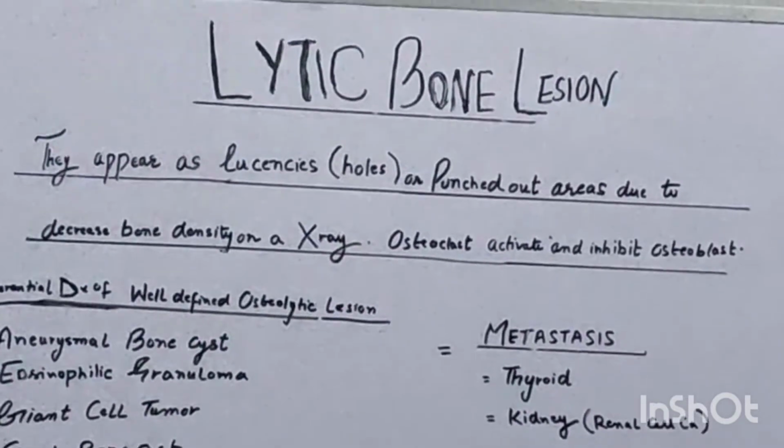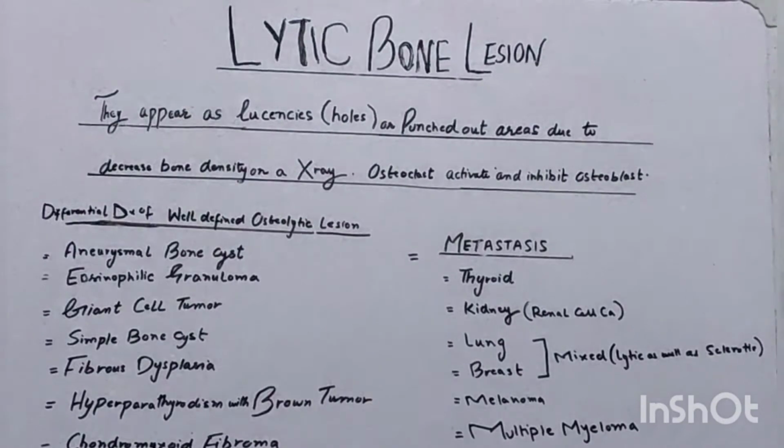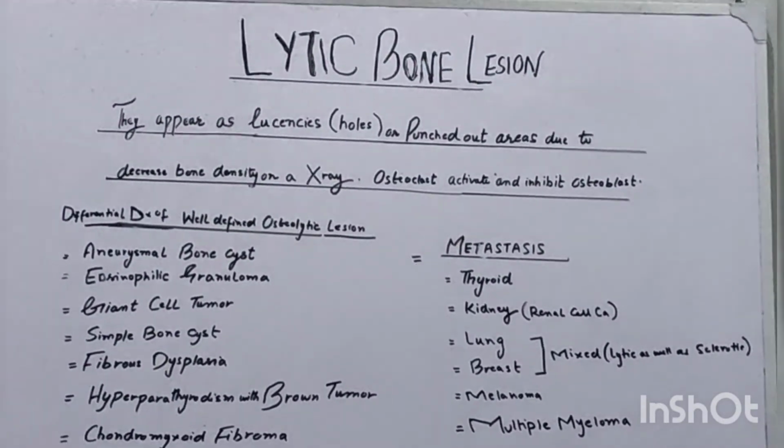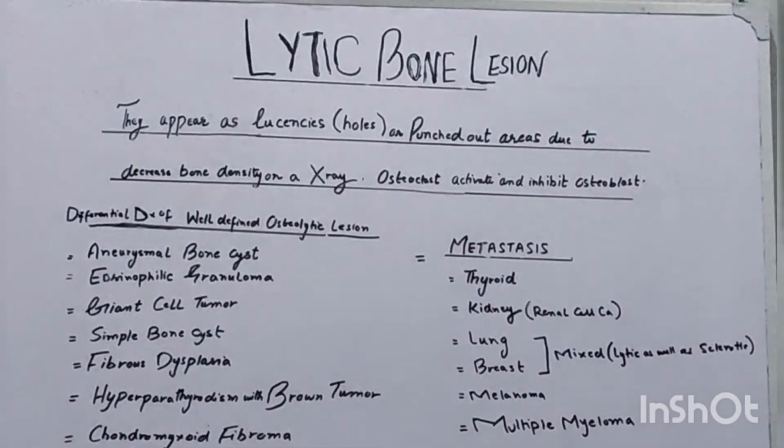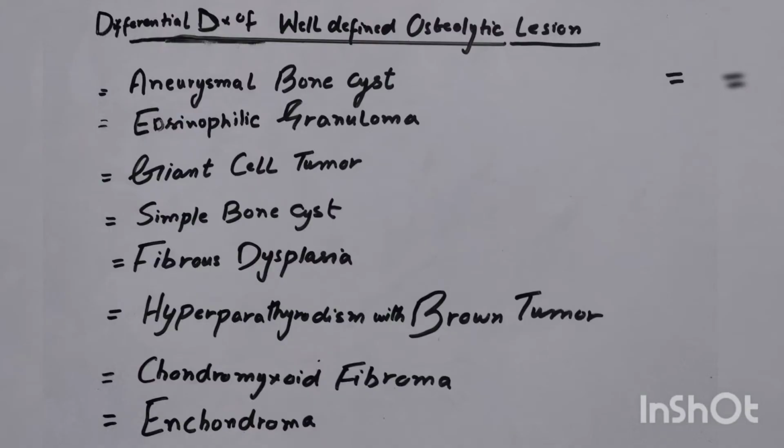Lytic or osteolytic bone lesions appear as lucencies, holes, or punched out areas due to decrease in the bone density, which is seen on an X-ray. In this, the osteoclast activity is superimposed. These are certain examples. These are examples of well-defined osteolytic lesions.